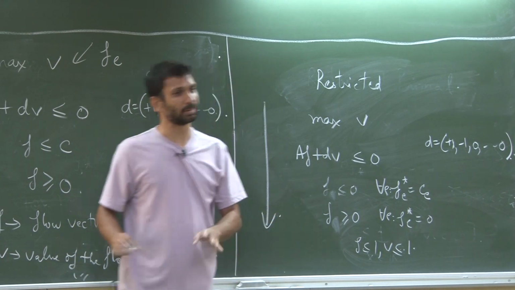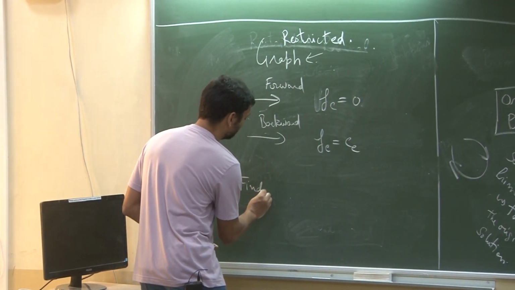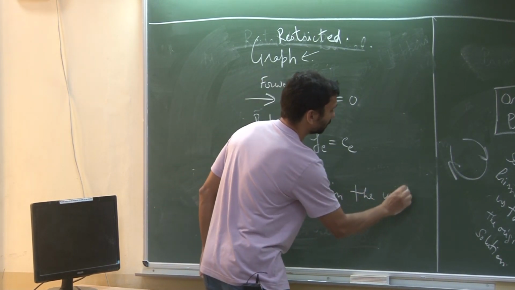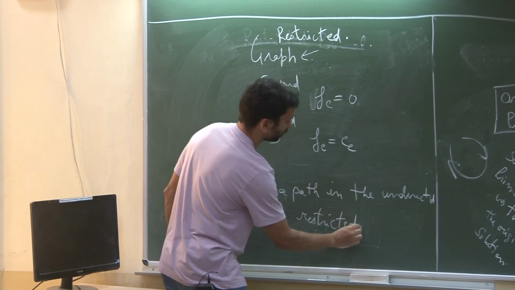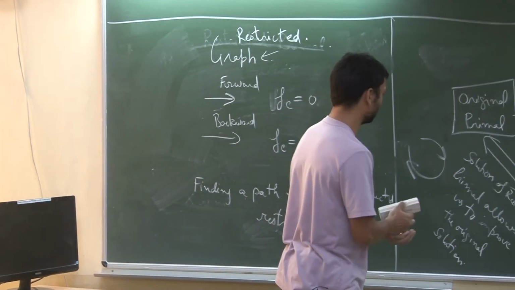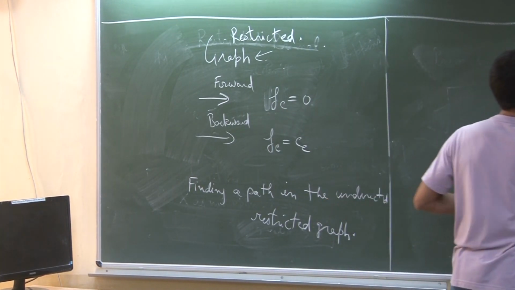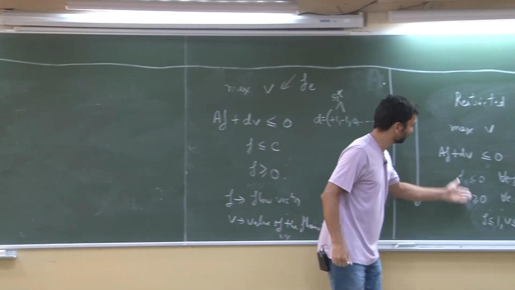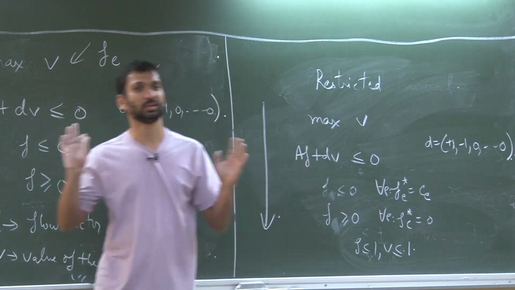So, solving the restricted primal, finding a feasible solution to it, is basically the same as finding a path in the undirected restricted graph. I can just find a path from S to T, and if I find a path from S to T, then I am done.